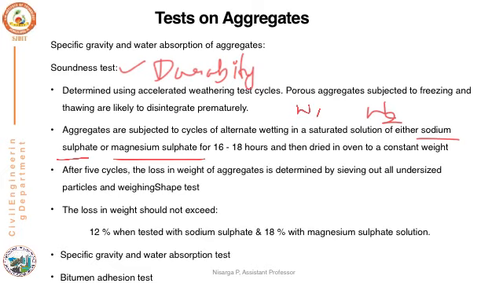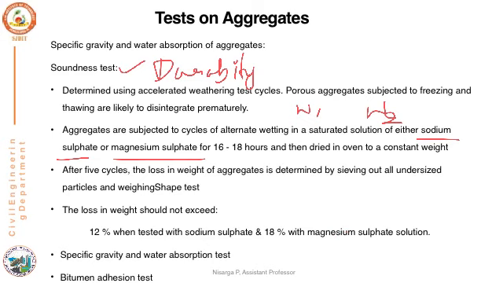IRC recommends that the loss in weight of the aggregate should not exceed 12% when it is tested with sodium sulfate, and it should not exceed 18% when the aggregates are tested with magnesium sulfate.